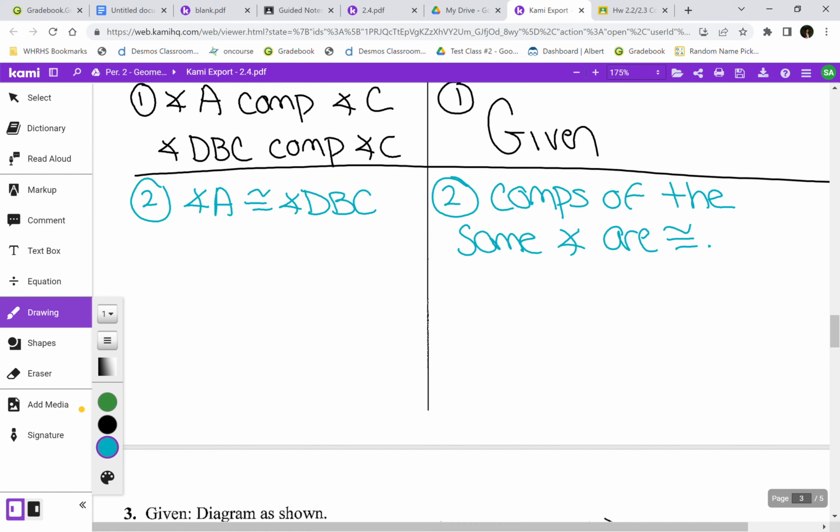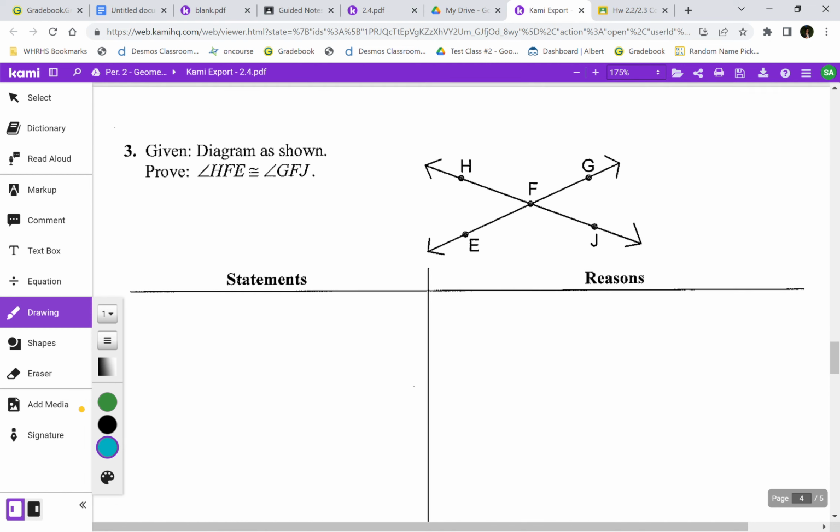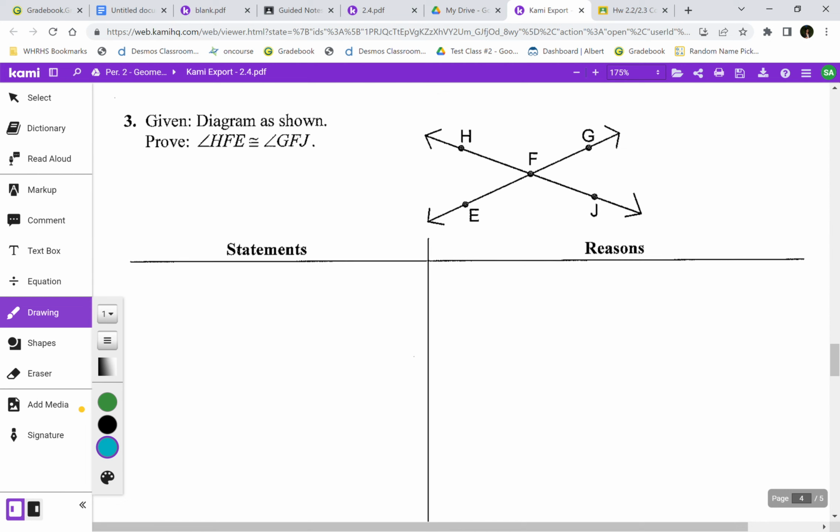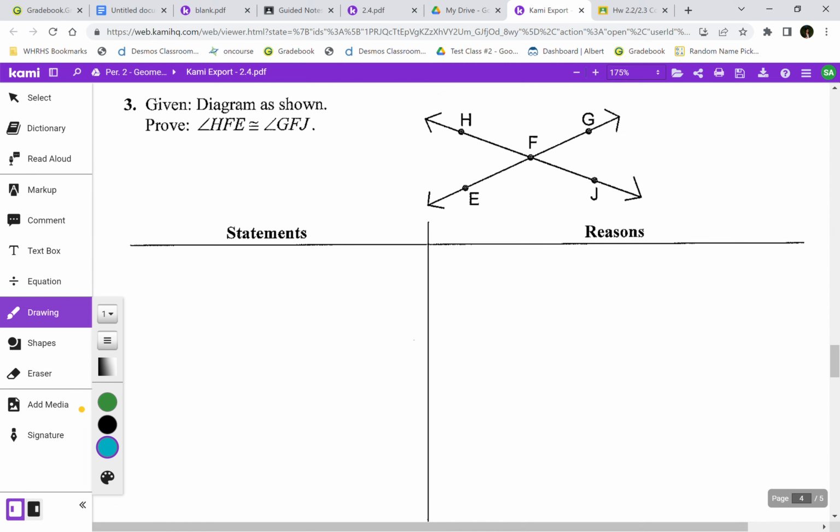All right, we ready? So this is going to be more than 2 steps. So let's go through this. Write out our given.